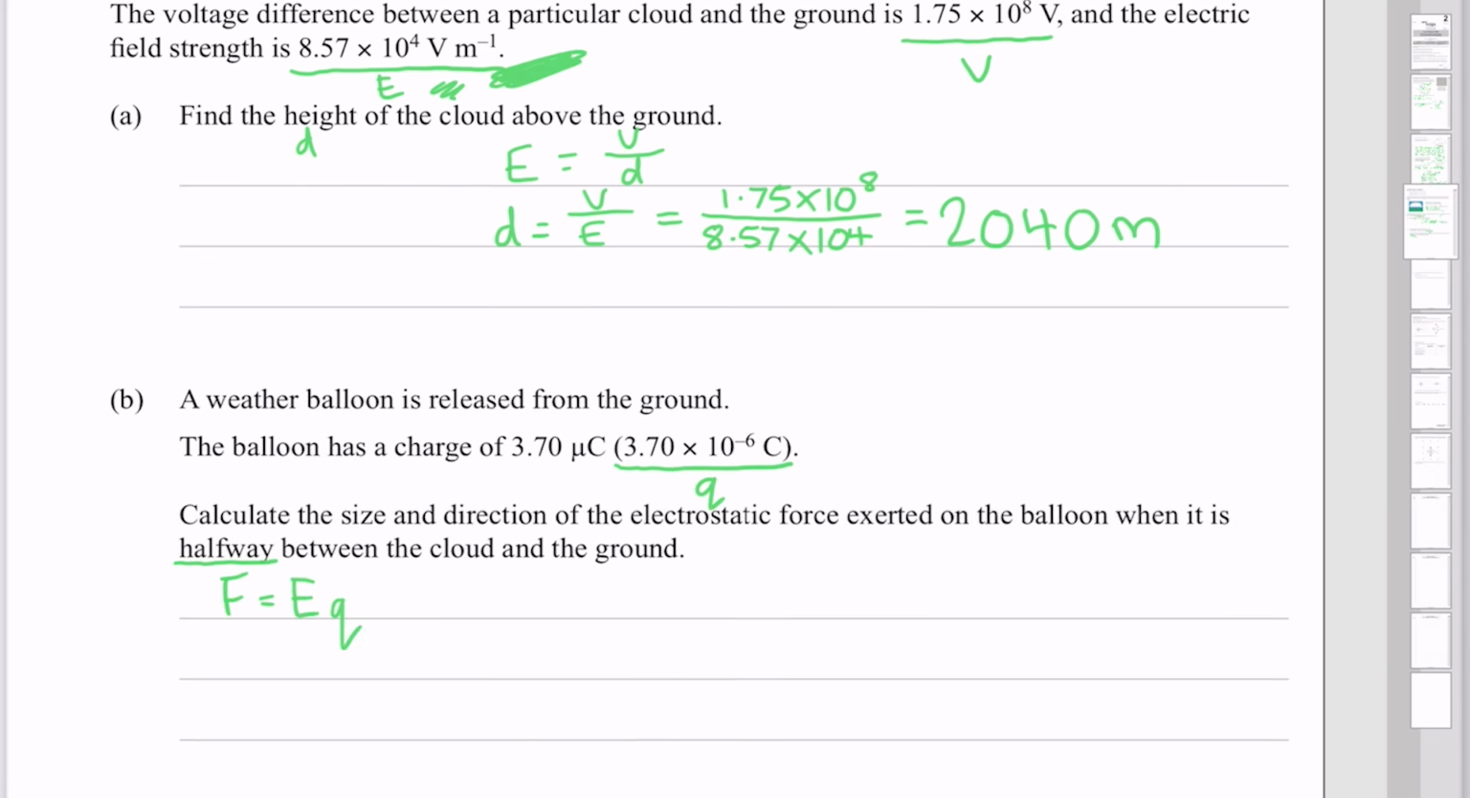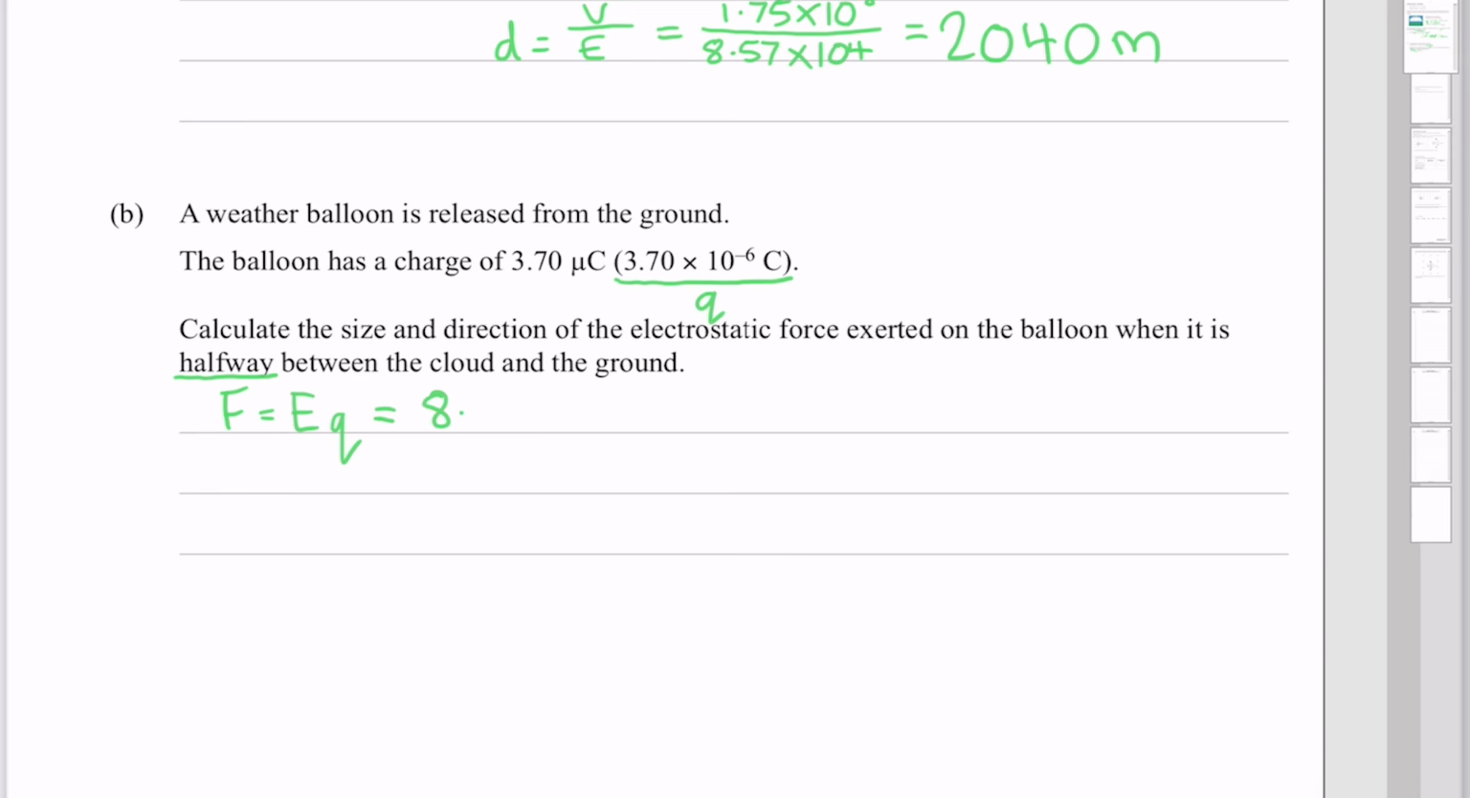So let's put those numbers in. Which gives me 0.317. Because we're given 3 significant figures, we'll round that to 3 significant figures, which gives us 0.320 newtons.